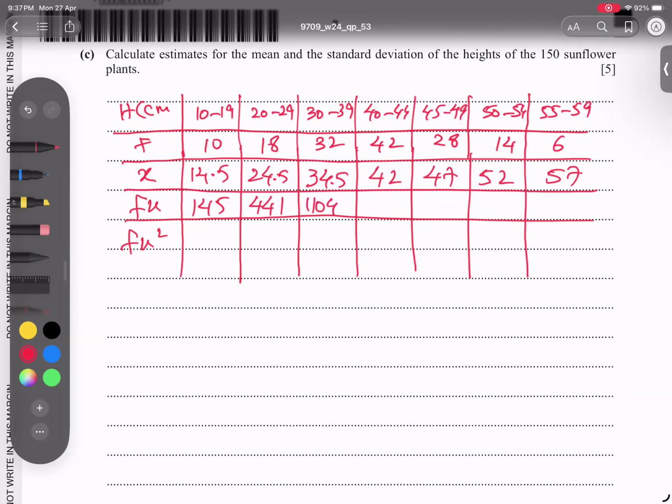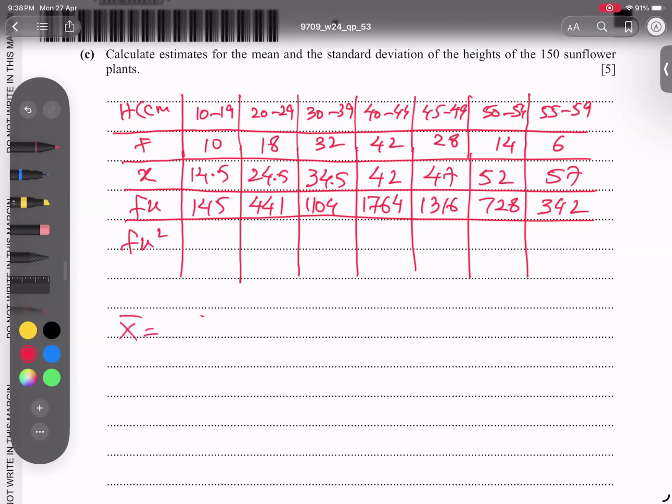You can compare each value, students: 17764. And the next one is 1316. And then this is 728. And the last number is 342. Fx square, I'll see later on. Okay, let's try the mean formula.